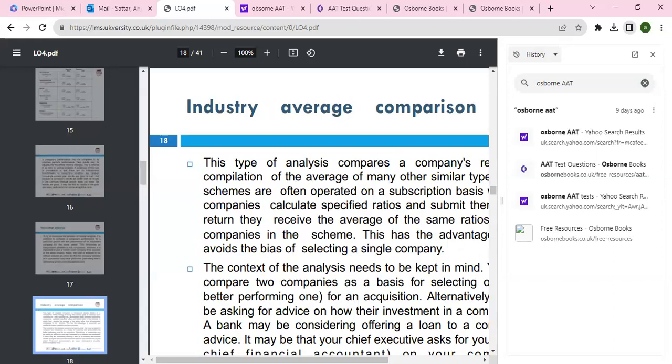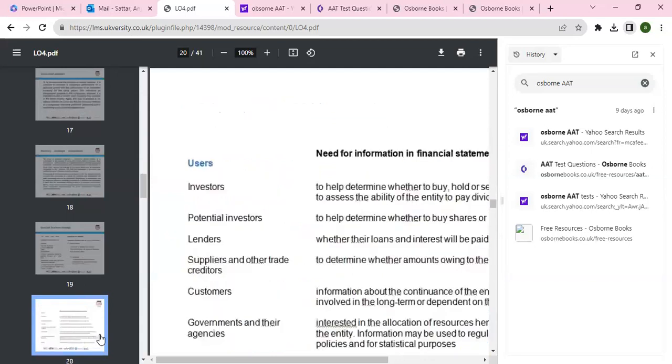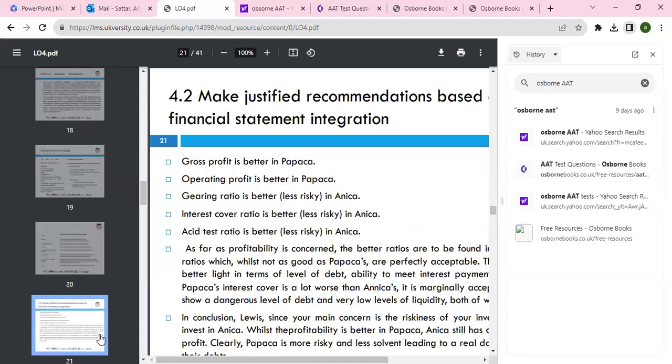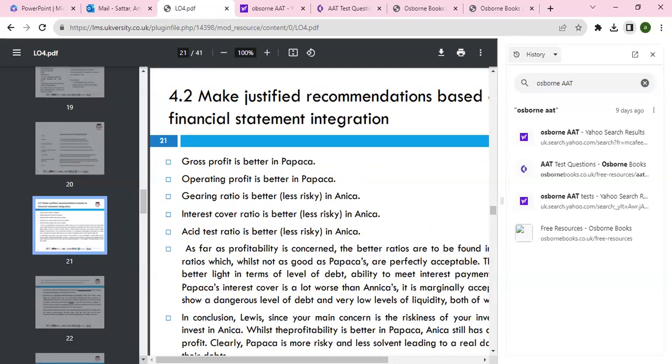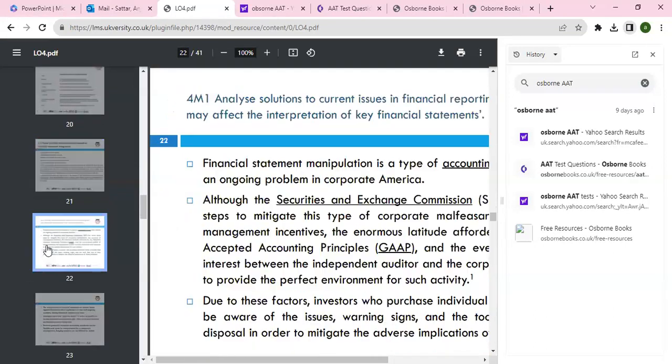What we'll do today is look at one more element within that, which is the balanced scorecard model. In a minute, I'll give you that. Then in 4.2, we can justify which one is better. Gross profit is better in Papika. Operating profit is better in Papika, but Anika is better in gearing ratio, interest cover, and asset. On the basis of this, we can decide which company performed better. That's what we can discuss in our assignment. Okay, then we have 4.1M.